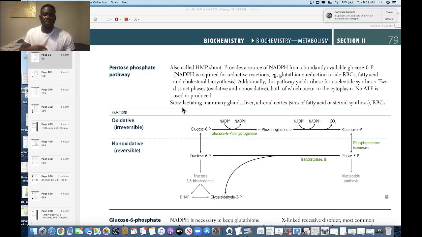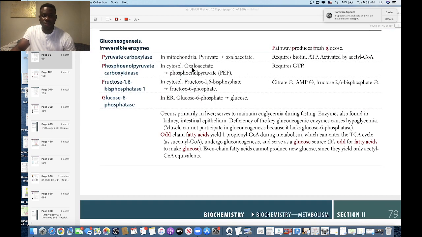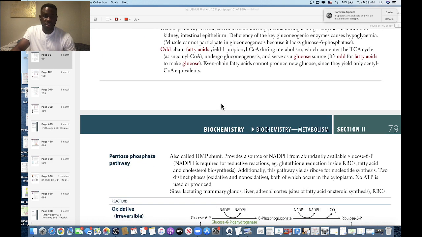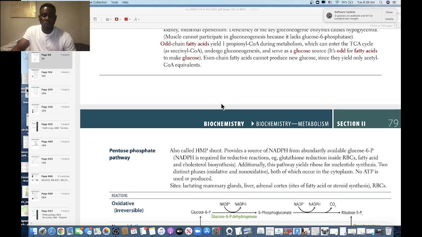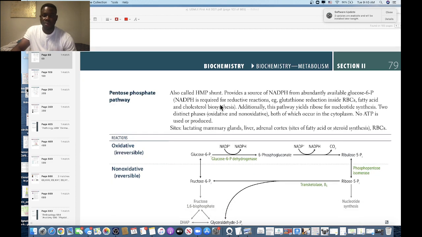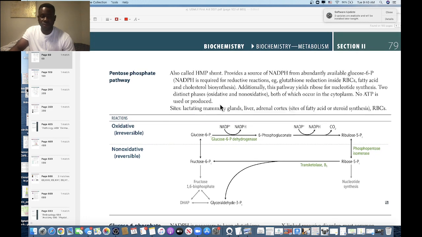So in this session, we are going to continue with the Pentose phosphate pathway. In the previous session, we ended with the gluconeogenesis irreversible enzymes. If you haven't watched that video, you can go back and watch it because we need to build from the basics through the First Aid until we finish. That's the purpose of this series of review.